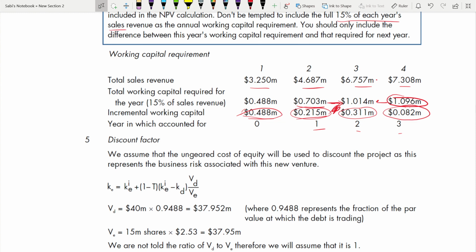So we assume that the ungeared cost of equity will be used to discount the project. Why ungeared cost of equity? Because we are assuming, when we calculate the base case, the project to be 100% equity financed. So in short, whenever adjusted present value comes, you have to use this method to find your ungeared cost of equity. Okay.